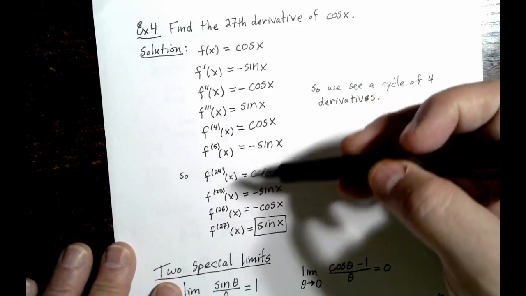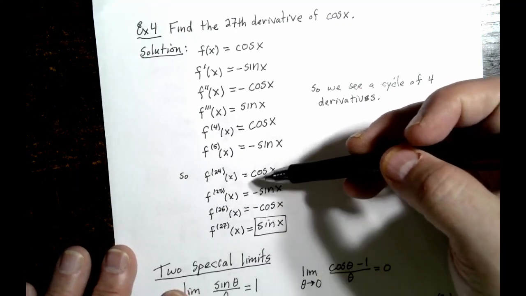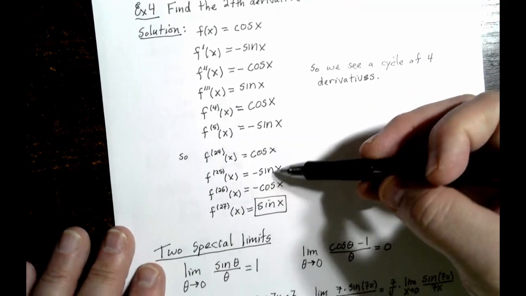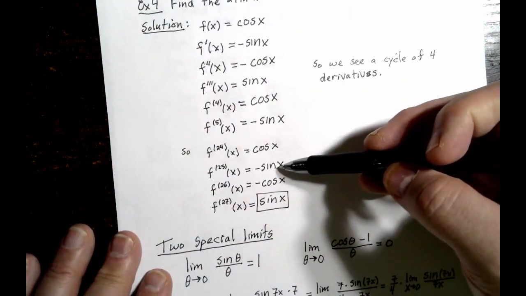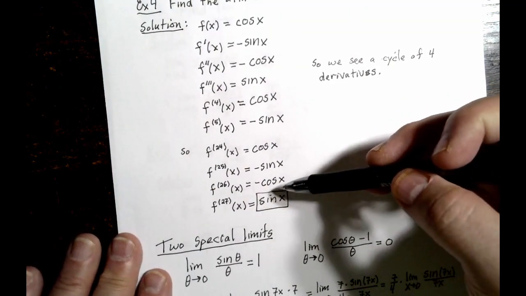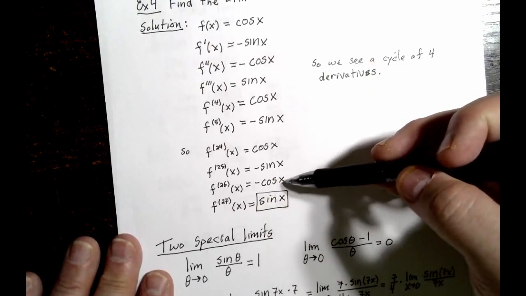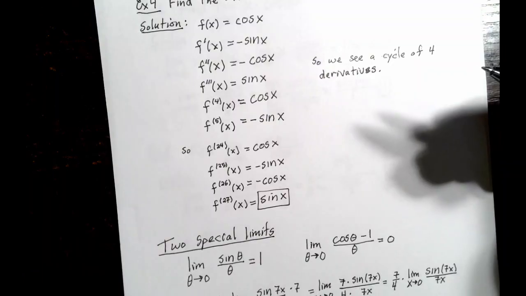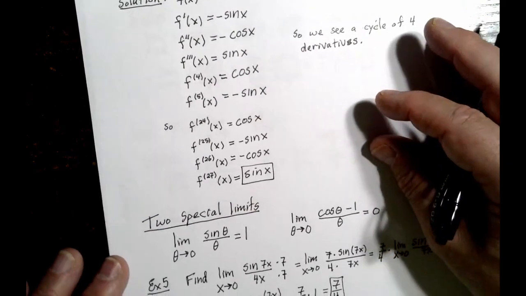So the 4th, the 8th, the 12th, 16th, 20th, 24th derivative are all going to be cosine. So then you know it's going to cycle through again to minus sine x, minus cosine x, and then sine x. So you can figure out with a certain amount of logic what the 27th derivative of cosine is.